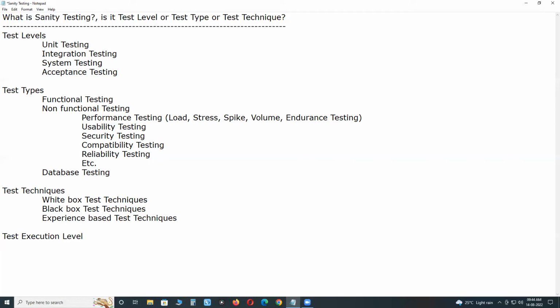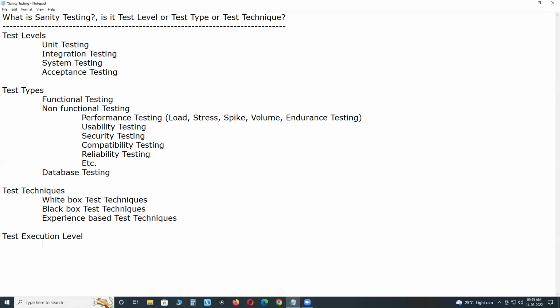Suppose in the software test life cycle, we have 6 phases. Phase names may vary from one company to another. First one, requirements analysis. Second one, test planning. Third one, test design. Fourth one, test environment setup. Fifth one, test execution. Last one, test life cycle closure.